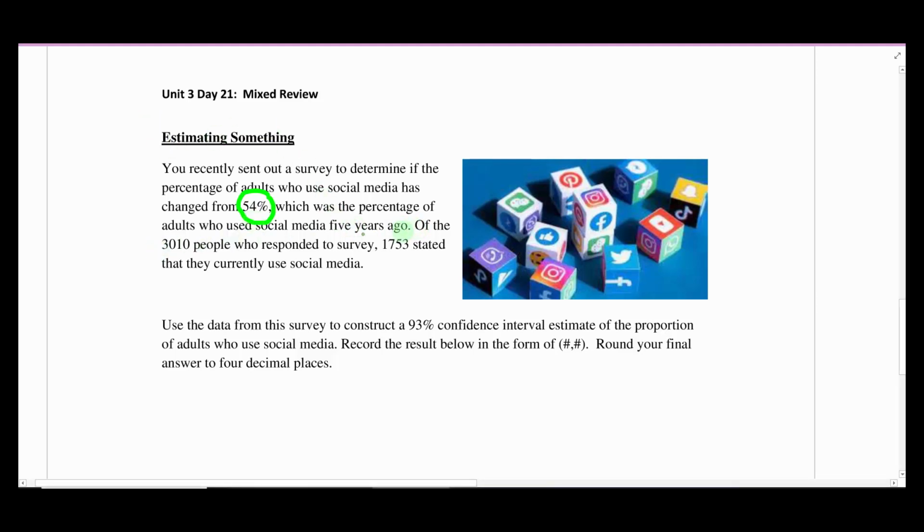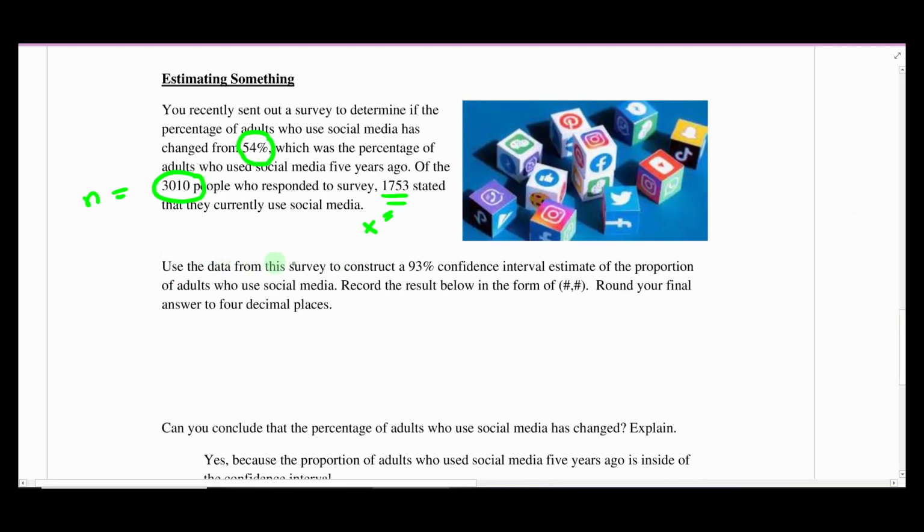All right, so it says they surveyed 3,010 people. Okay, so that's an important piece of information. That is our N value. And 1,753 stated that they currently use social media. So that number there is our X value. I know I'm going to be using those two numbers at some point, and I'm going to be comparing my confidence interval to that 54%. It says use the data from the survey to construct a 93% confidence interval estimate of the proportion of adults who use social media.